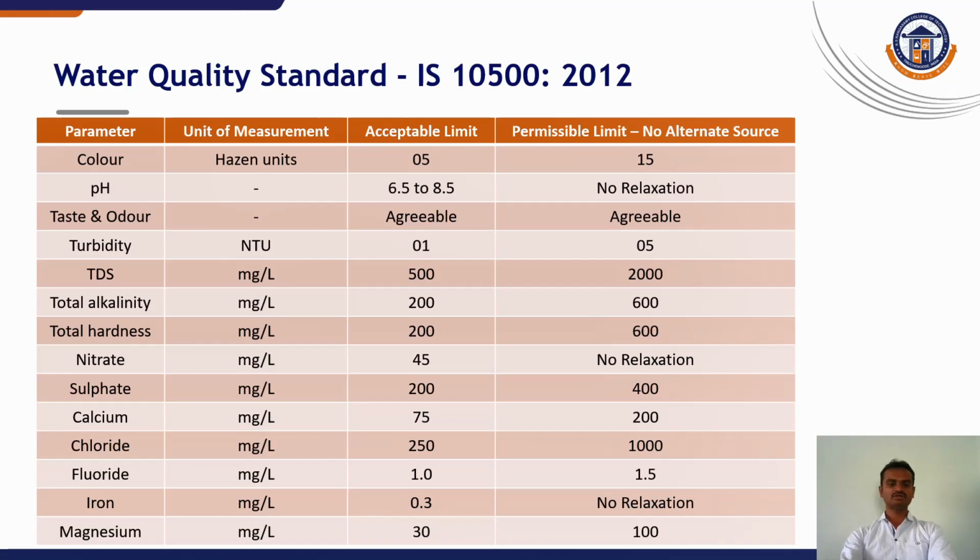And pH should be between the 6.5 and 8.5 range. And fluoride acceptable limit is 1 milligram per liter and maximum permissible limit is 1.5 milligram per liter. And iron desirable limit is 0.3 milligram per liter due to its staining properties, although it's not toxic. Following these standards ensures water supplied to the public is both safe and potable.